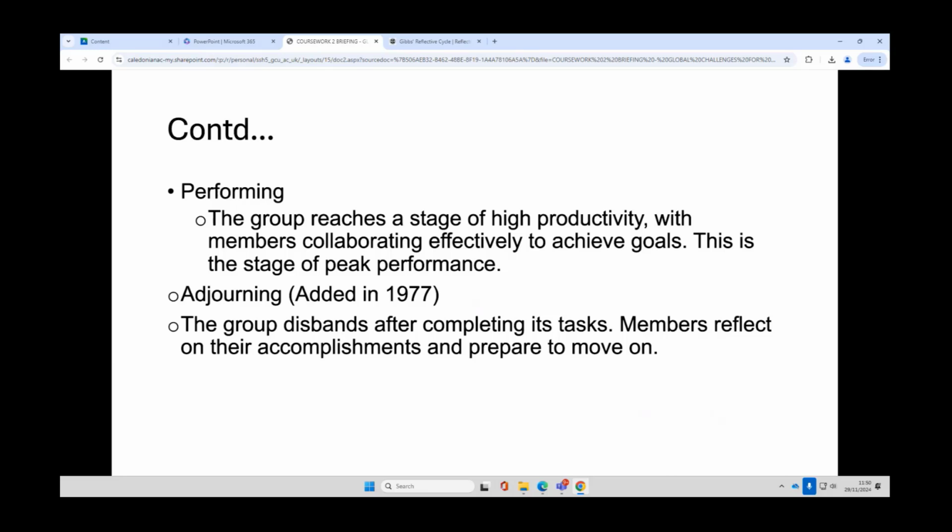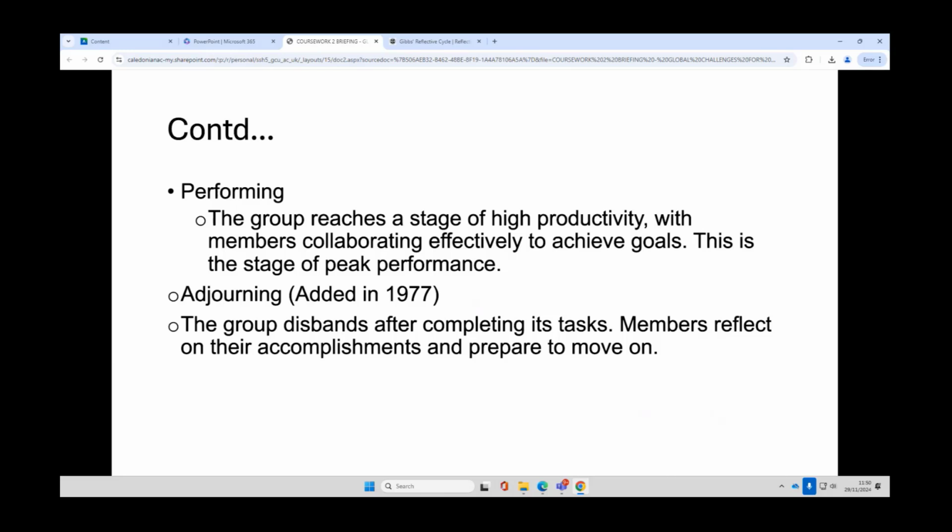And there's a final 5th stage that they actually added in 1977. The original model was created in 1965, but this 5th stage was added in 1977, and that was called adjourning. A formal parting of ways with the group when the task is complete. When your project is complete, the team has to be dismantled formally.